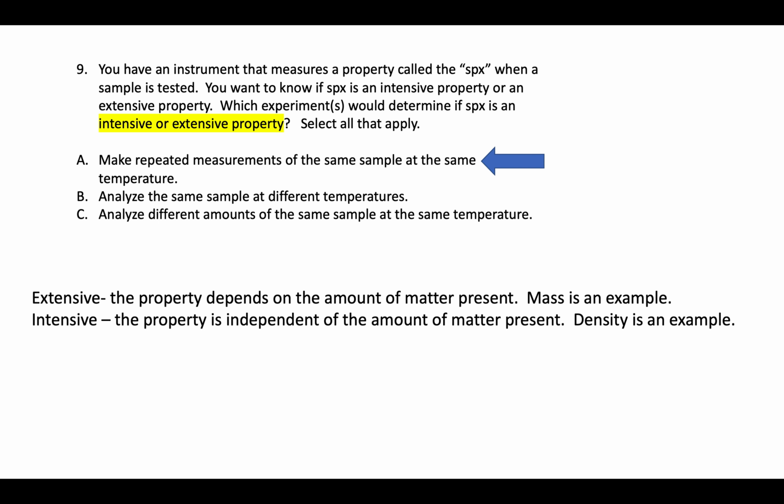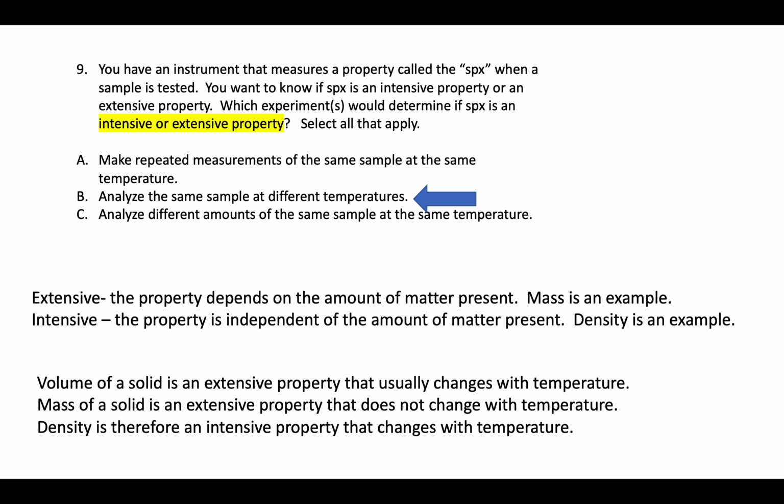Given the choices here, what if we made repeated measurement on the same sample at different temperatures? I'm not sure that would help us. I don't think that looking at the same sample by varying the temperature, we're not varying the amount of matter there, so I don't think it would give us any insight.